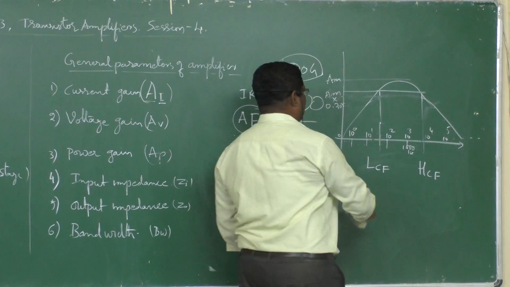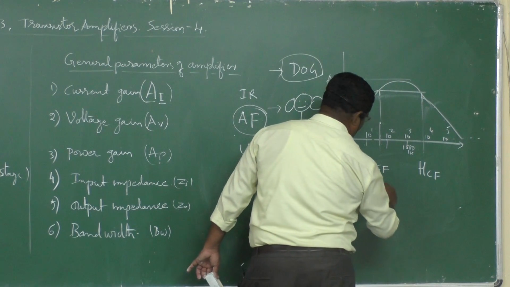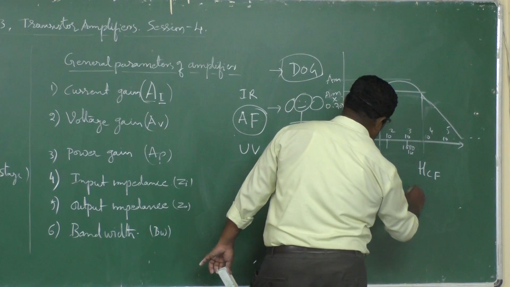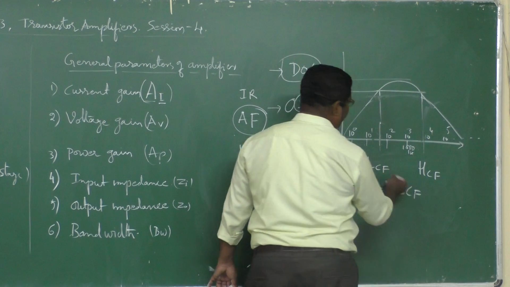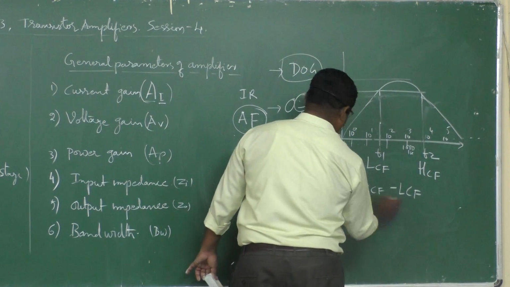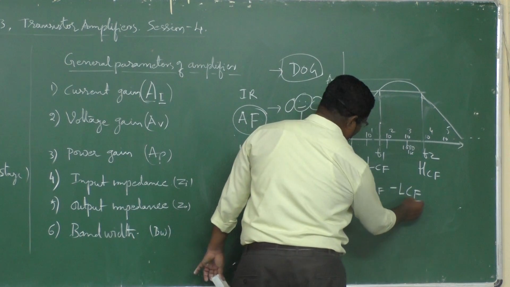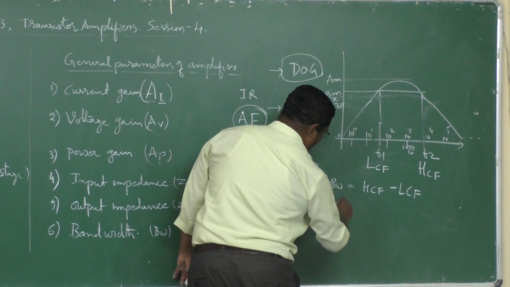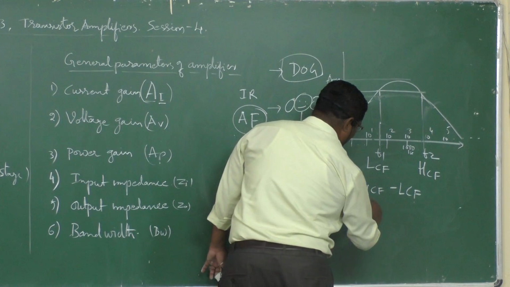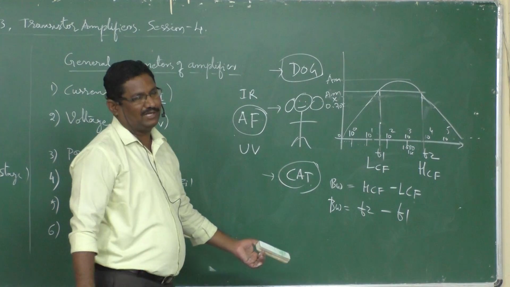So how to calculate the bandwidth? Higher cutoff frequency minus lower cutoff frequency. In other words, this is F1 and this is F2. So we can write bandwidth is equal to higher cutoff frequency minus lower cutoff frequency, or bandwidth is equal to F2 minus F1. Like this also we can define the bandwidth.